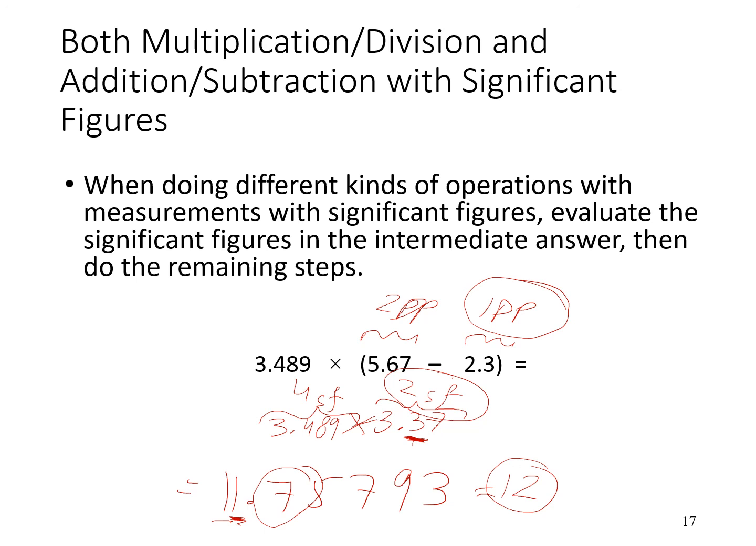Make sure you're following these rules. Whatever your answer is in between, which is called the intermediate answer, you do not evaluate the sig figs in the intermediate answer. You only count what the final number of sig figs should be, but you do not round it up or down. You just figure out the number of sig figs that should be in the intermediate answer, and just continue.